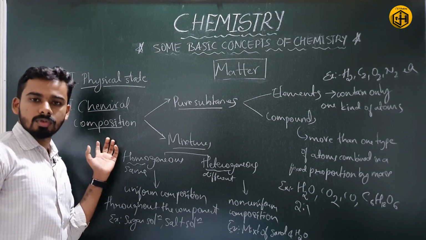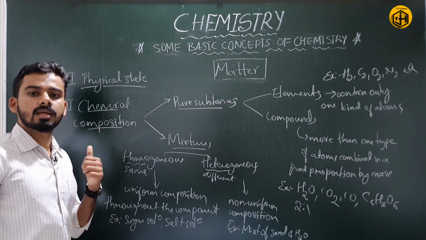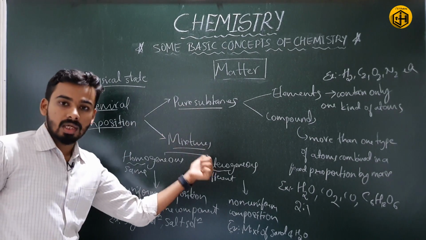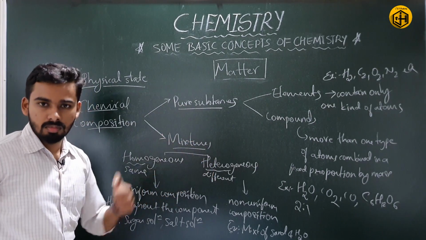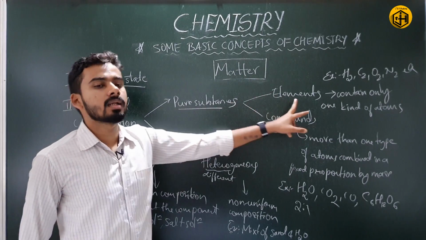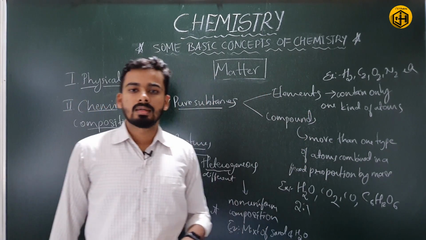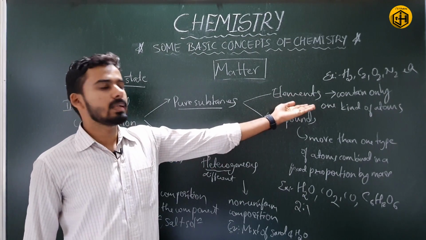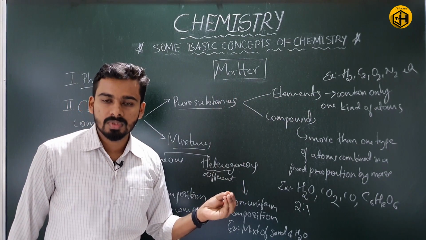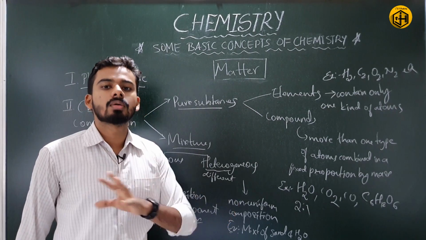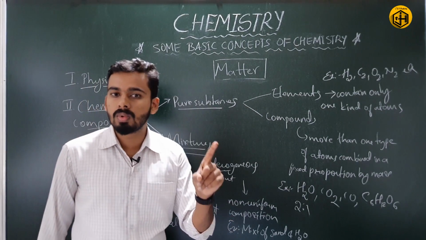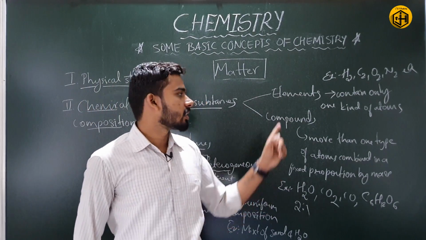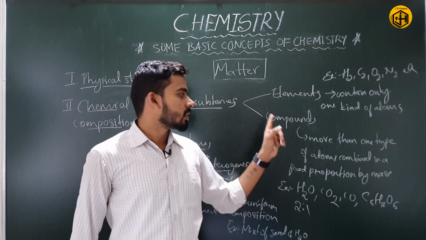Then chemical composition classification: depending upon the chemical composition, it is again two types: pure substances and mixtures. Pure substances are again classified into elements and compounds. What is the difference between elements and compounds? You have seen that elements are pure substances without any impurity, they contain only one type of atoms, then they are called elements.